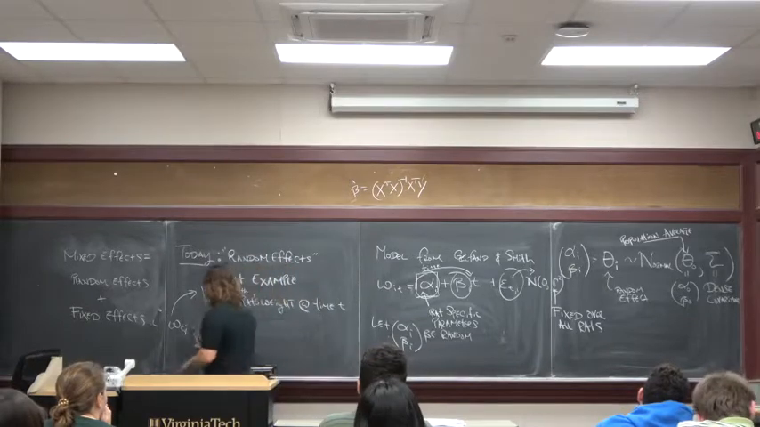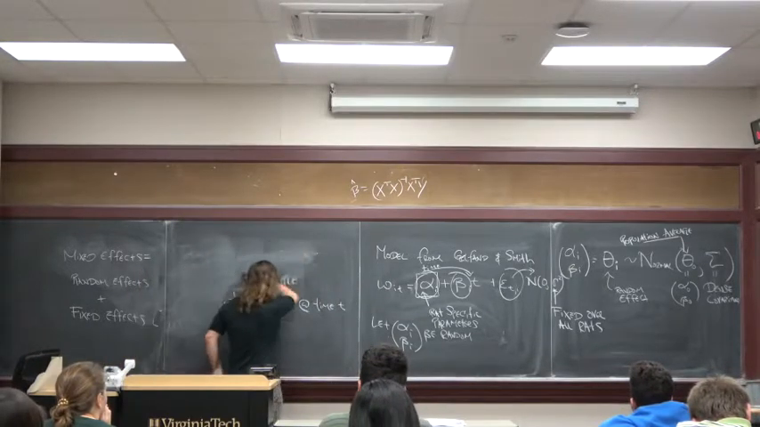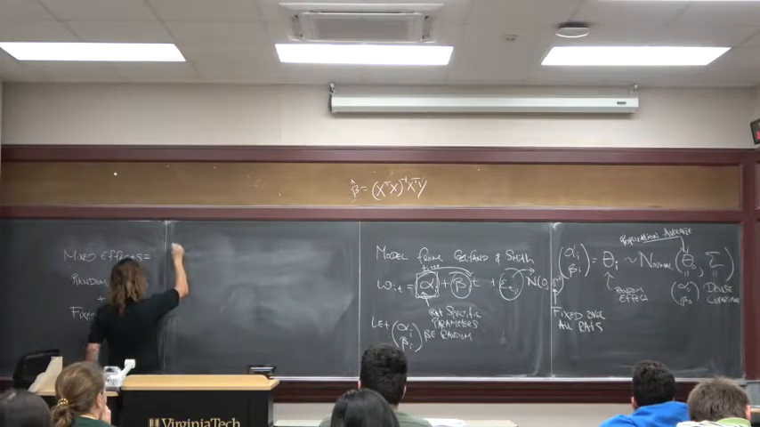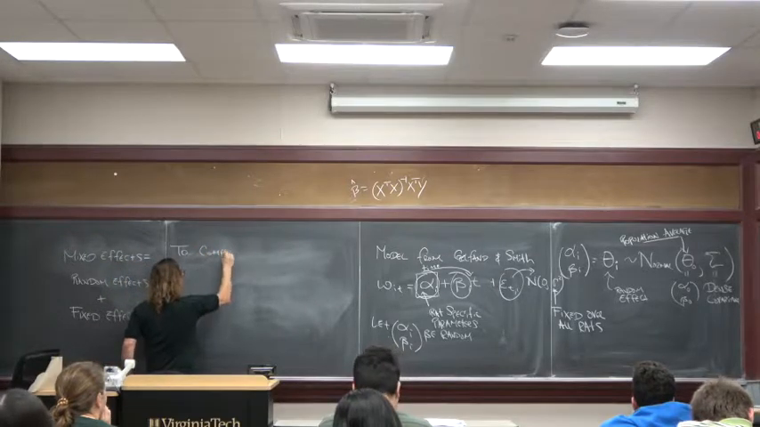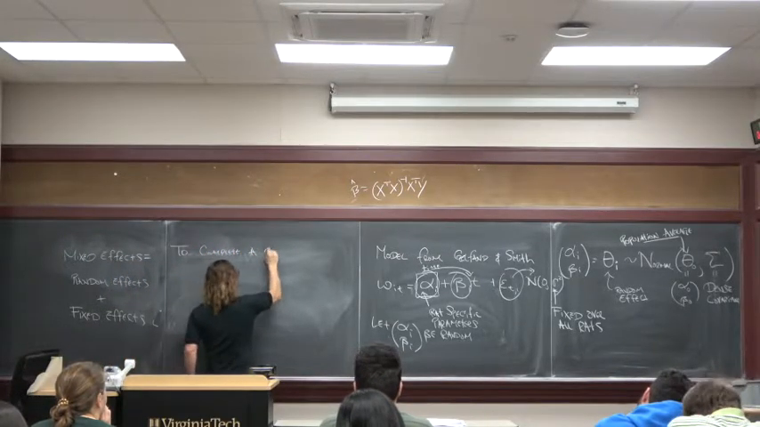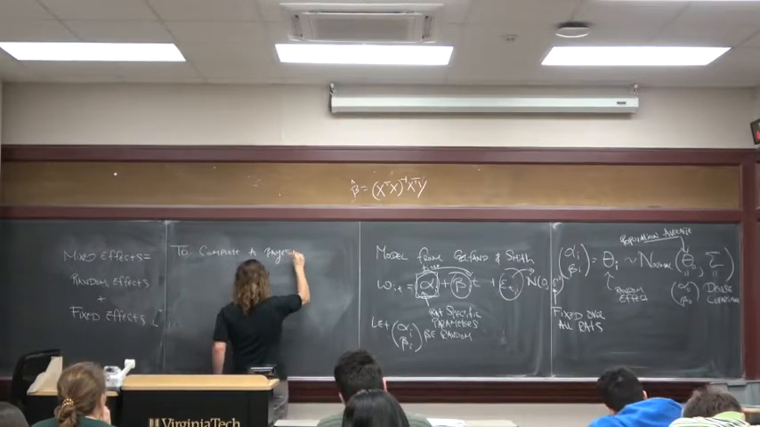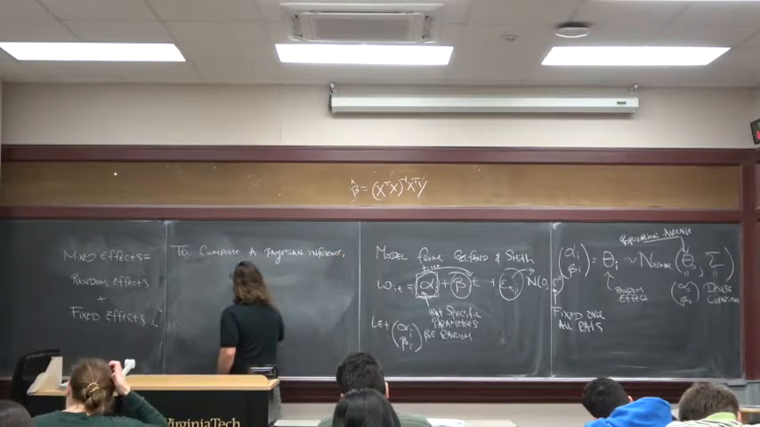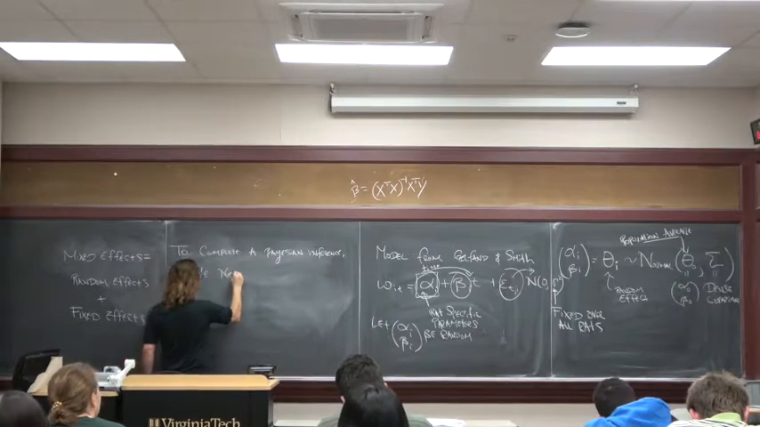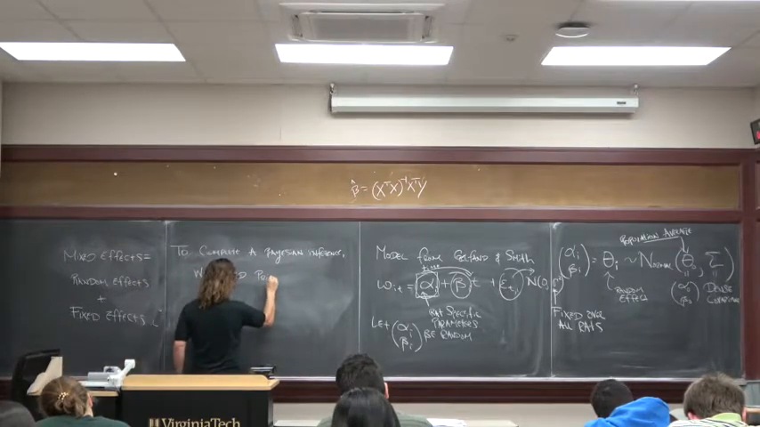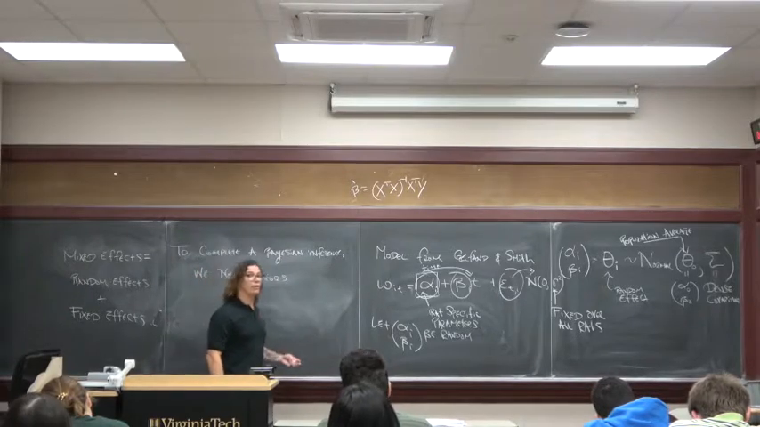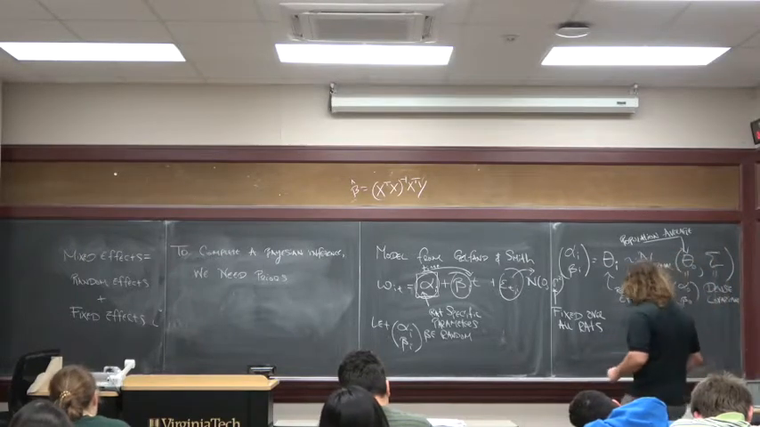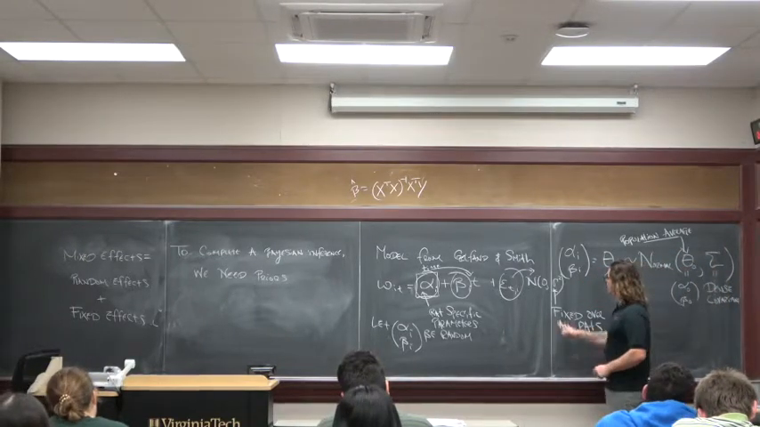So let's just finish this up. To complete a Bayesian inference, we need some priors. What do you need priors on? Anything you're planning on estimating that already isn't random. And so I need a prior here, I need a prior here, and I need a prior there.